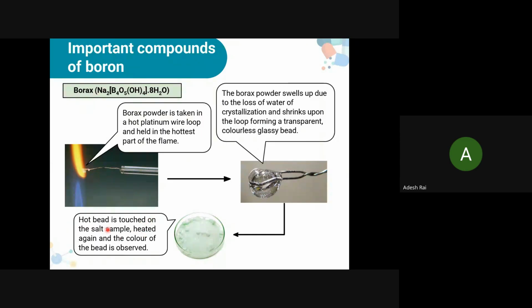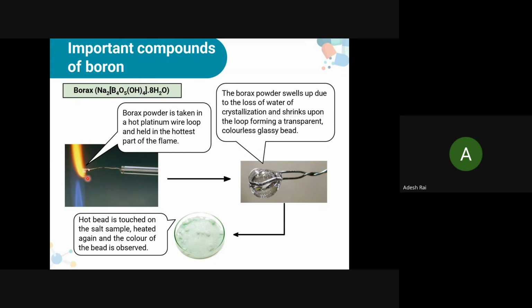Now, the hot bead is touched on the salt sample. Let's say the sample under analysis is this sample. You make contact of this part with the sample, and you take some of the sample onto this surface. Then you have to heat it again. Once you heat it, you observe the color of the bead and the color will change. Have you understood the process?